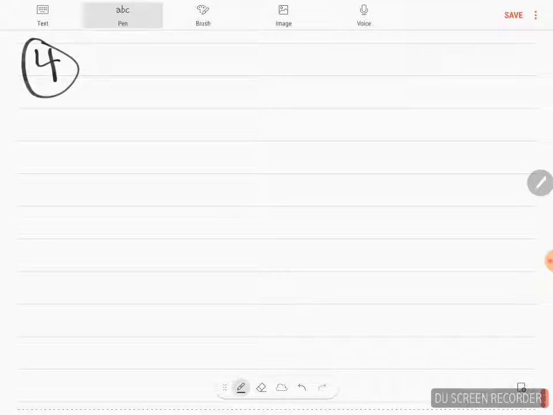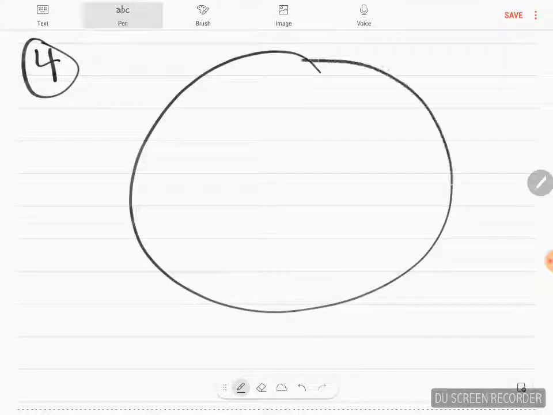Question 4. What's the probability of the spinner stopping on 2? So let me make a spinner here. You guys don't laugh at me, I'm doing bad.